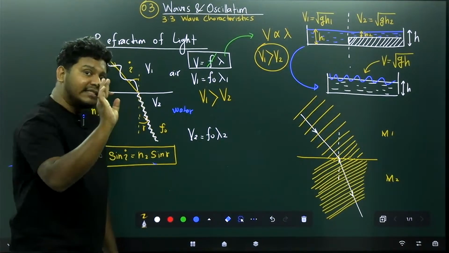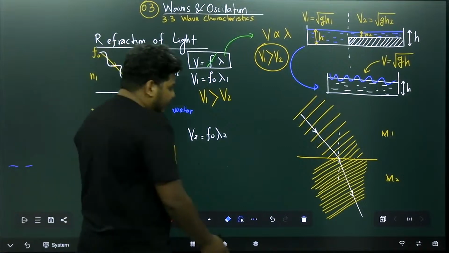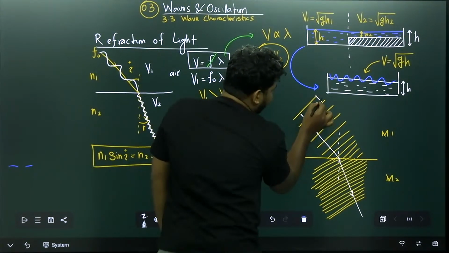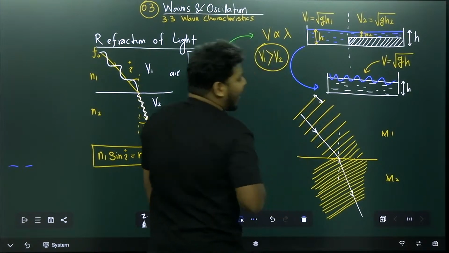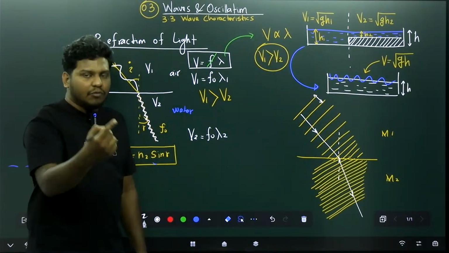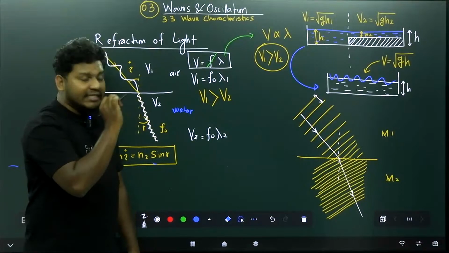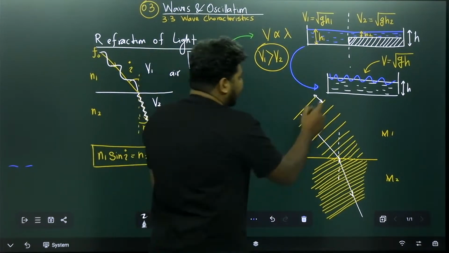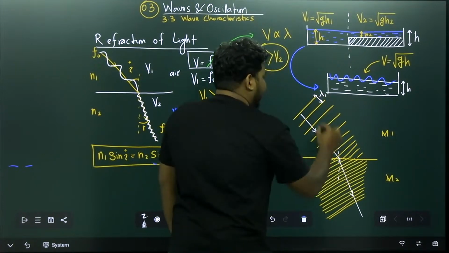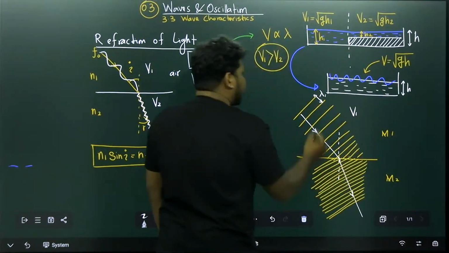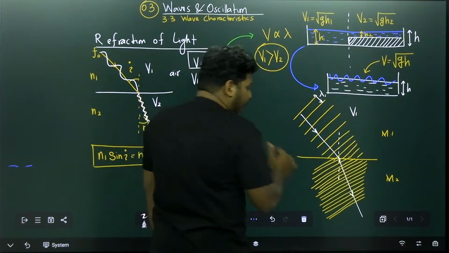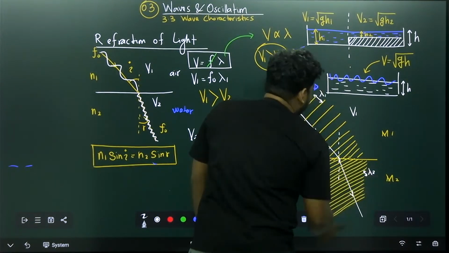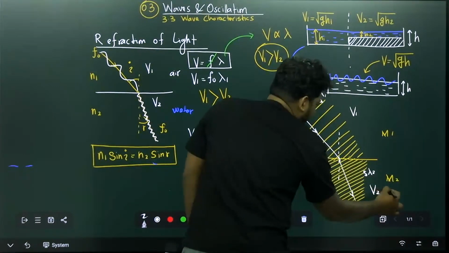What is the reason? There are two reasons. One is the wavelength. You already know that the length between two wavefronts here is lambda. In the last class, I gave you the note. The distance between two wavefronts here is lambda. Let's say this is lambda 1, and the velocity here is v1. And let's say here the wavelength is lambda 2 and the velocity here is v2.